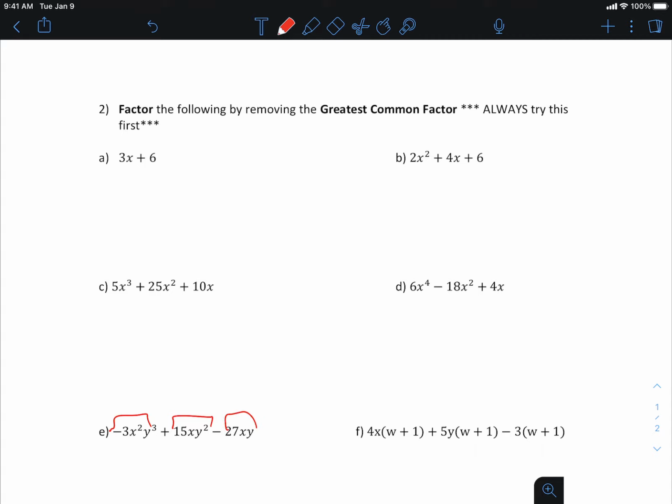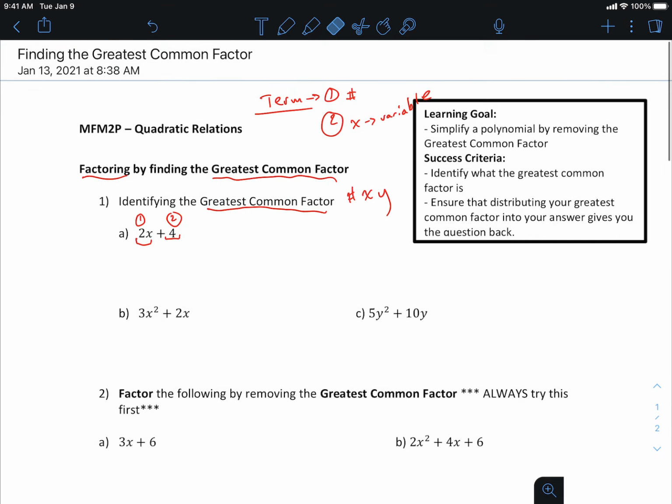Okay, so let's go up to the top. That one's a little bit harder. I'm going to build you towards that. We're just revisiting some stuff from yesterday. I always like looking at the question and trying to figure out off to the side what my greatest common factor could be.